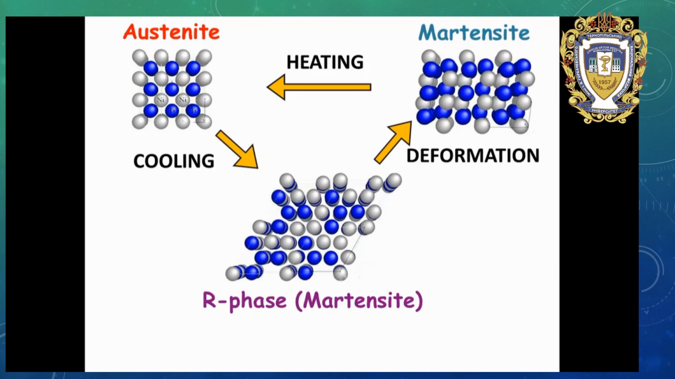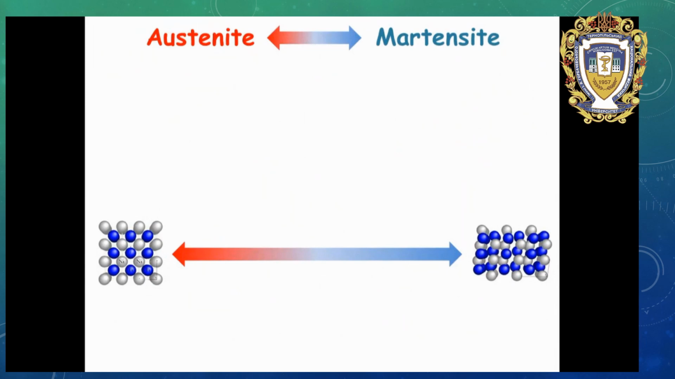The transformation process may include an intermediate phase called R phase as well as other martensite candidates. Such transformation path is also known as two-step transformation. This reversible martensitic transformation is a first order diffusionless solid-solid transformation and can be induced by both applied stress and temperature variation.